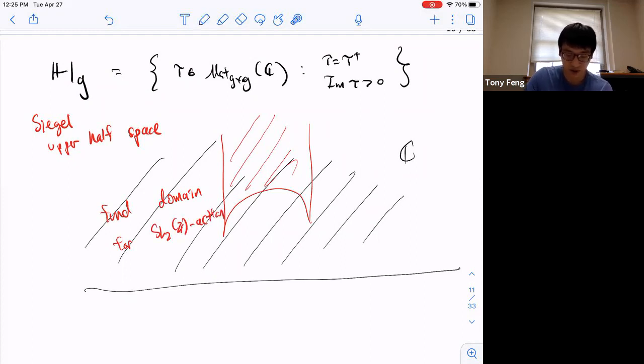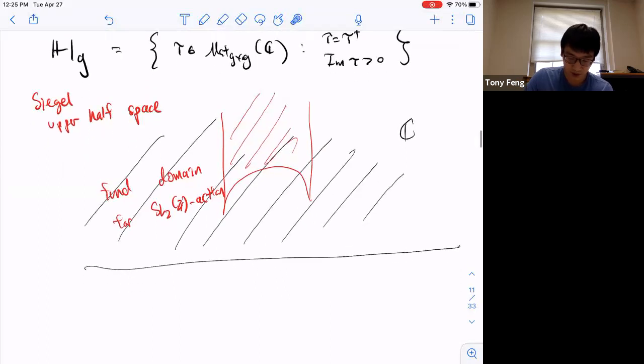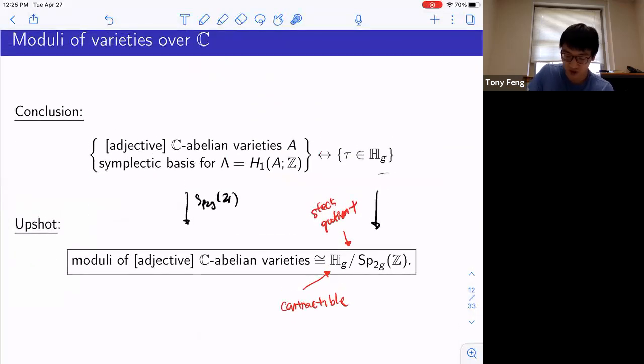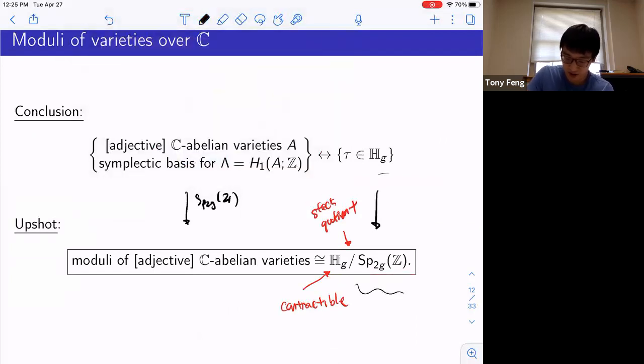And that's why, for g equals 1, an abelian variety is called an elliptic curve. And so you might have seen pictures of this thing as being like the moduli space of elliptic curves. So anyway, because we take the free quotient of a contractible space by the action of a discrete group, this quotient we get is therefore a model for the classifying space BSp2g(Z).